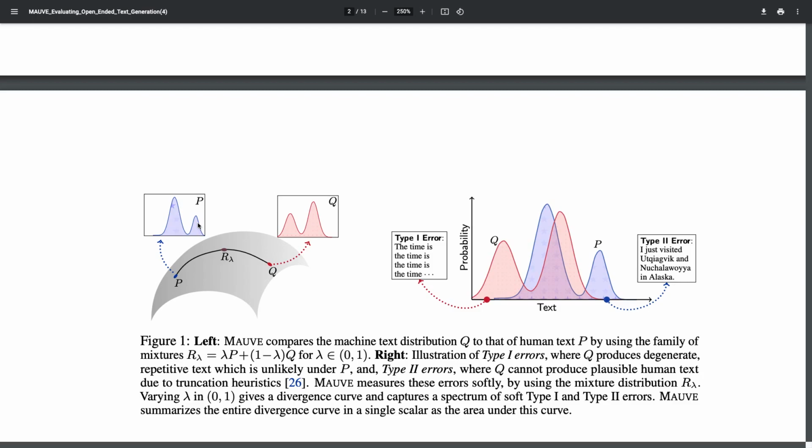Obviously, the specific method is complicated. You can find the precise details in the paper, but to give you the intuition, what they do is kind of like an integration over a continuous family of measures, aiming to capture two types of errors. One type of error is generating unrealistic text, and they take that into account. The second type of error is the model not capturing all possible human text.